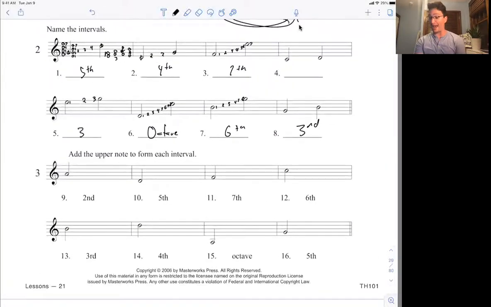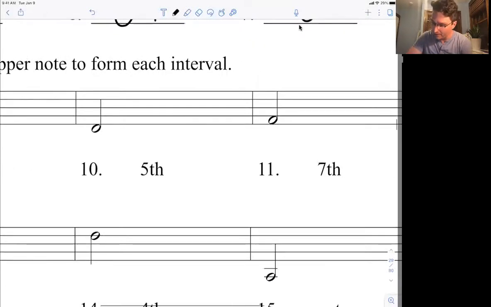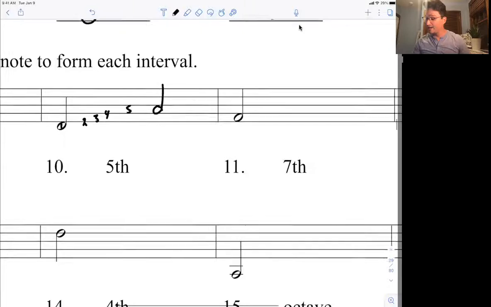Now, this next exercise we're going to have you do on your own. This is telling you to add the upper note to form each interval. So if this is 1, we need to make a second. So that's going to be the note right next door. If we need a fifth, we're going to go 1, 2, 3, 4, 5. That's going to be the space. A fifth, we already know, is a space to a space or a line to a line. So that's all set.